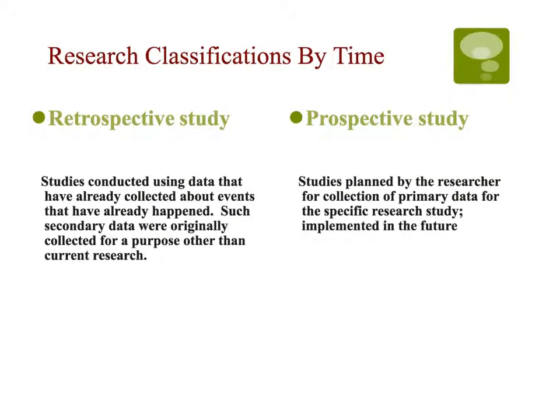A final classification of research studies is by the time dimension chosen for the studies. A retrospective study is a study that is conducted using data that has already been collected about events that have already happened. Such secondary data was originally collected for a purpose other than the current study, which is different than a prospective study, which is a study planned by the researcher for the collection of primary data for the specific study and implemented in the future.